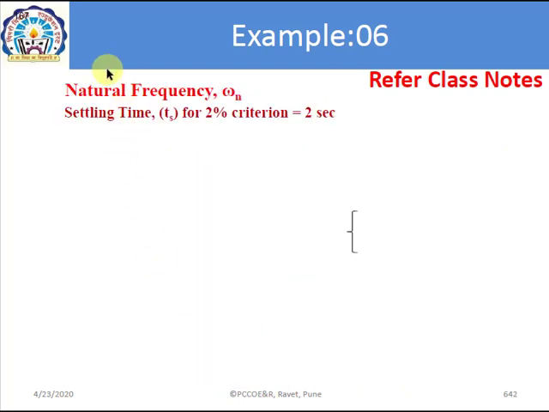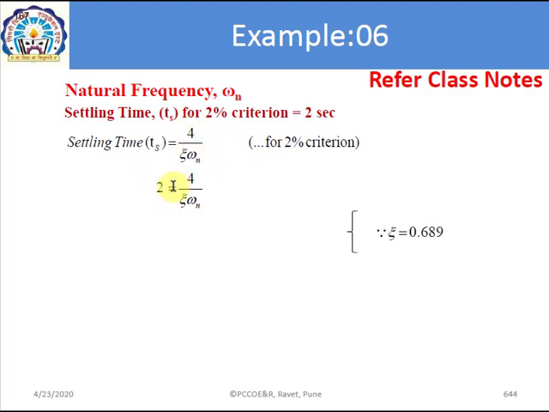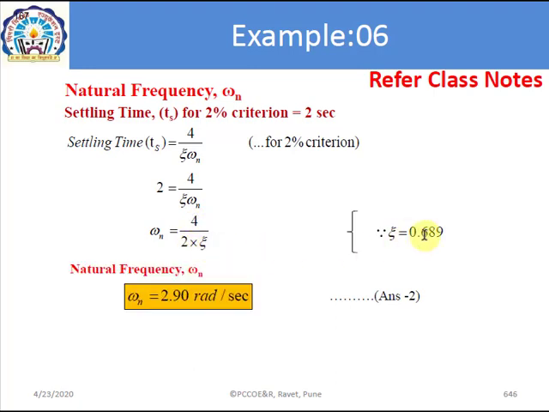Second is to determine the natural frequency. To get the natural frequency, we have a settling time for 2% criteria of 2 seconds. So settling time is 4 upon zeta omega n. Settling time is given as 2 seconds, which is equal to 4 upon zeta omega n, wherein the zeta value is known to us. So we can calculate omega n. Omega n is equal to 4 upon 2 into zeta. Zeta is equal to 0.689. So we'll substitute in this equation. We'll get the natural frequency omega n equal to 2.90 radian per second. This is our second answer.